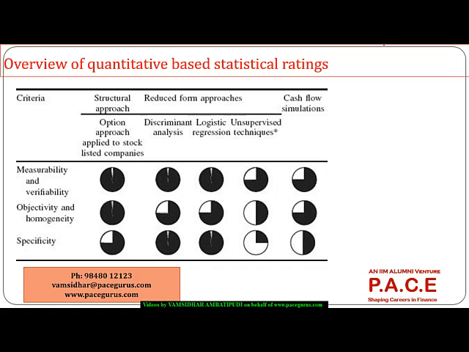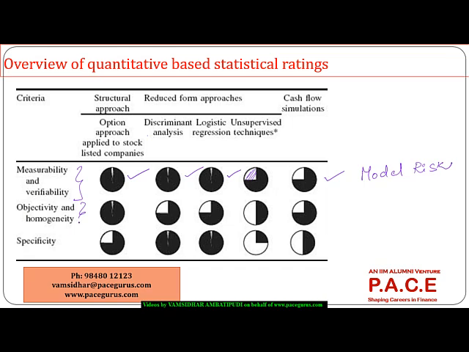So now that we are done with the various quantitative statistical techniques, if I look at measurability and verifiability, the Merton model is very much verifiable, and discriminant analysis is very much verifiable and measurable, everything based on very solid practices. Unsupervised techniques like cluster analysis I cannot measure because they are based on distances. So some level of ambiguity does exist with respect to measurability and verifiability, and the same goes for cash flow simulations as well, because there is some amount of model risk in this process.